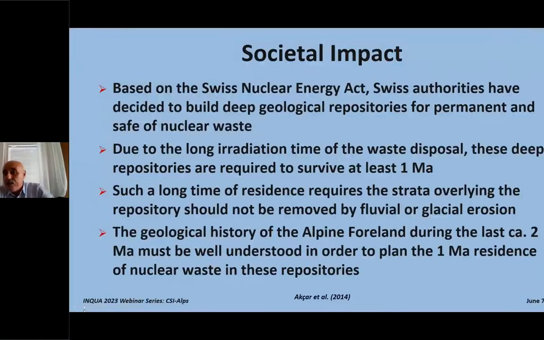The societal impact is that Switzerland decided to build a deep geological repository for permanent, safe disposal of nuclear waste. Of course, the precondition is that the decay time of this waste is around 1 million years. So we require that this disposal does not come to the surface until it completes the decay. This means during the coming 1 million years.